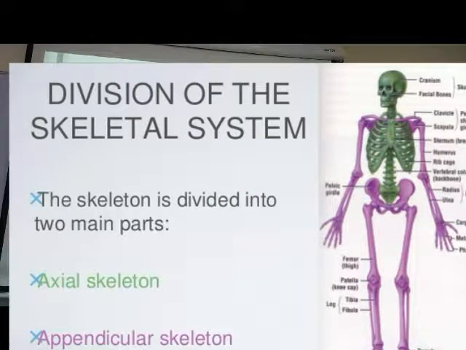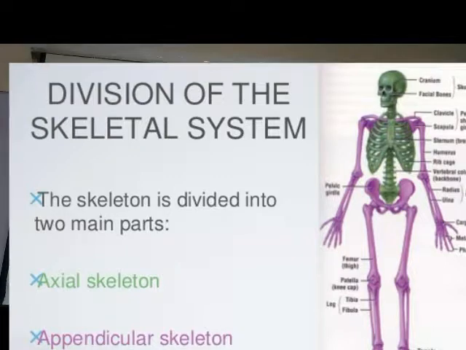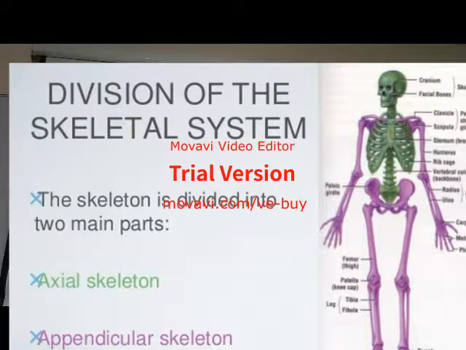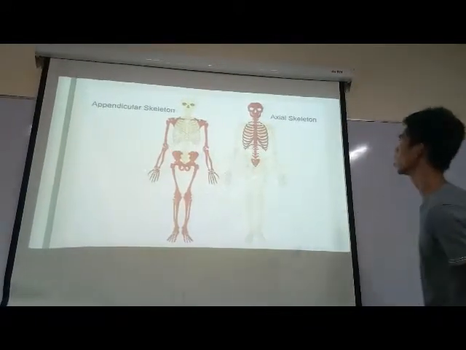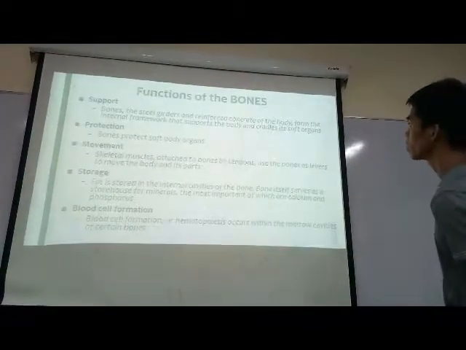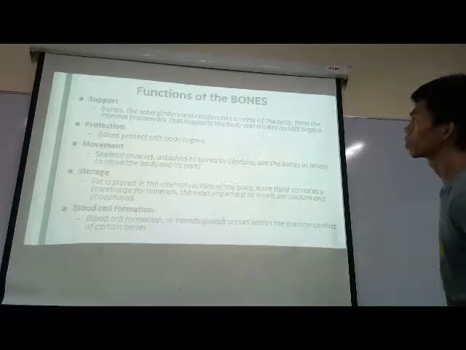In addition to bones, the skeletal system includes joints, cartilages and ligaments, fibrous cords that bind the bones together at joints. The joints give the body flexibility and allow movement to occur. Appendicular skeleton and axial skeleton. Functions of the bones. Support.